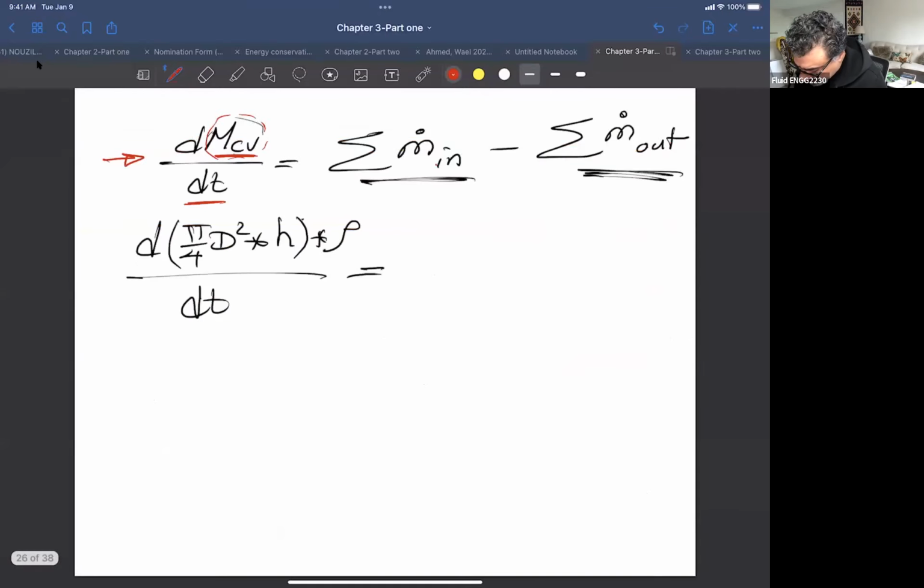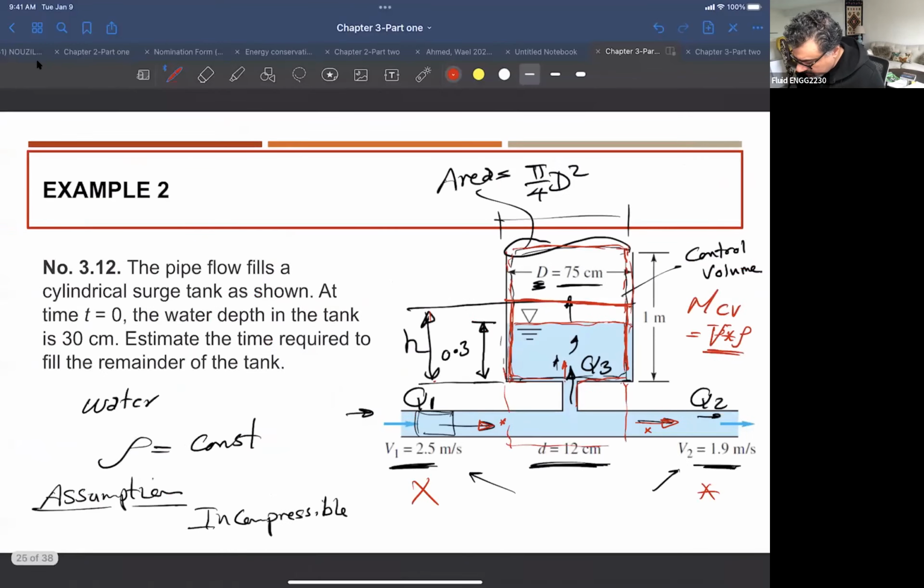This is basically what we are explaining here, right? This is a volume and this is the density. So d of this whole mass by dt is equal to the mass coming in. What is mass coming in? We know that this is a velocity, and if we have an average velocity, what will be the mass?